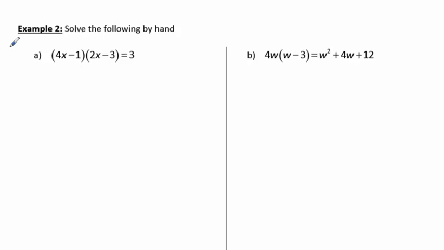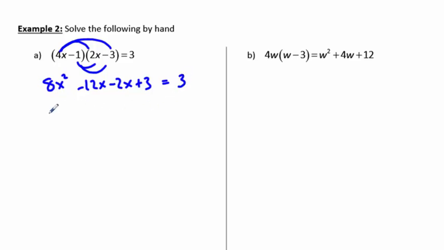In example 2, I'm going to solve some more of these. This equation is factored, however, it's not equal to 0, so we need to unfactor it, get it equal to 0, and then refactor it. So let's distribute. If I distribute, I'm going to get 8x squared minus 12x minus 2x plus 3 equals 3.